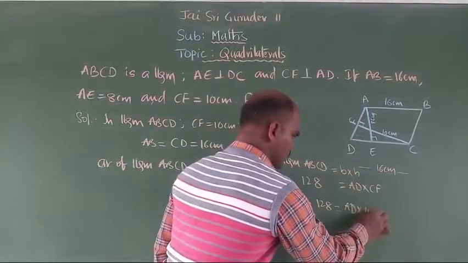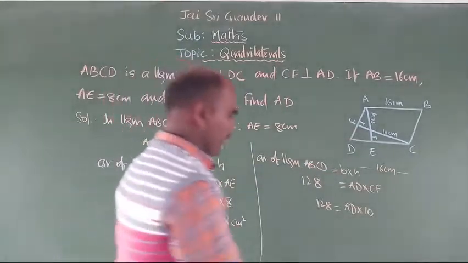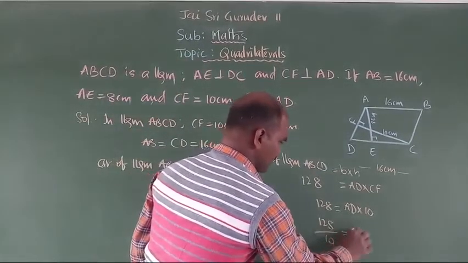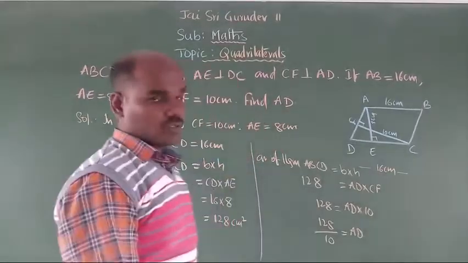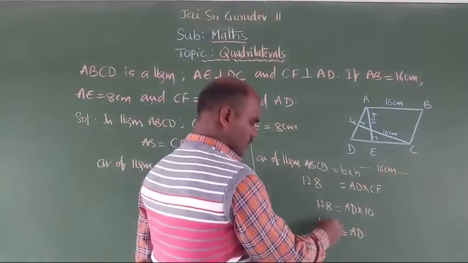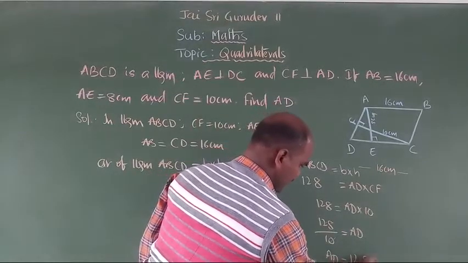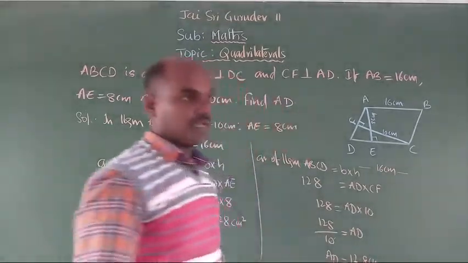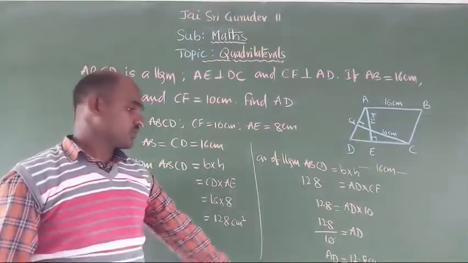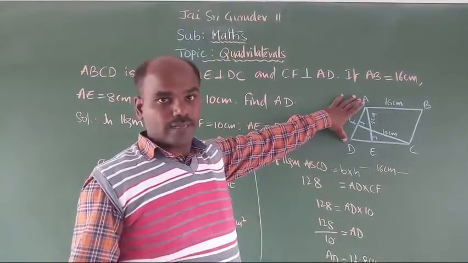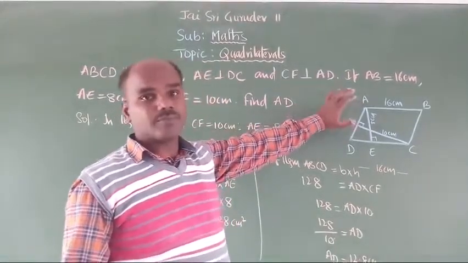CF is 10. If we send 10 to this side, it is 128 by 10, which is equal to AD. By cancelling the 0, we get AD is equal to 12.8 centimeters. So this is the base, the length of AD.